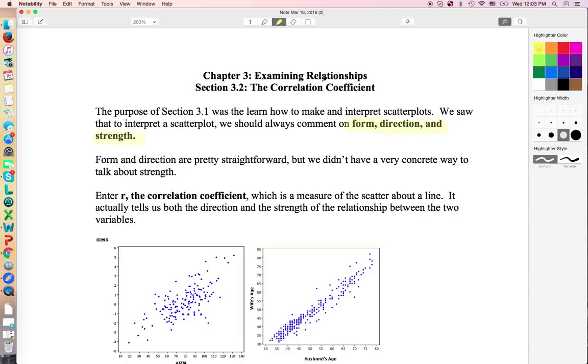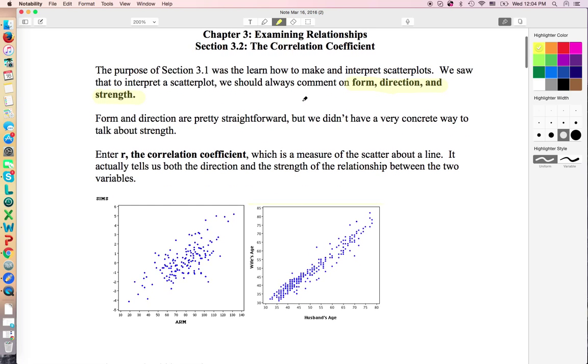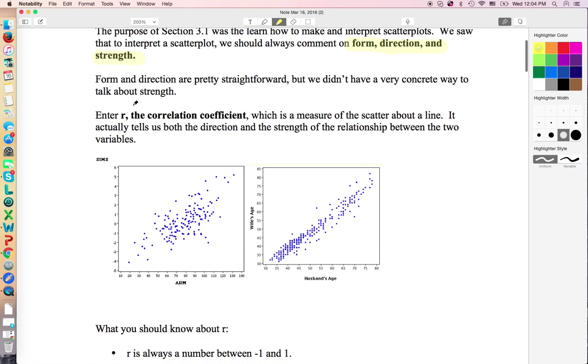The one that's more complicated to talk about is strength. It's hard to say whether a relationship is strong or not, and a lot of times it really depends on the scale of the scatter plot that you see. That can kind of trick your eyes into saying that a relationship is not strong when it is, or that it is strong when it isn't. So we do have a mathematical way to talk about strength too, and that mathematical way is the correlation coefficient.